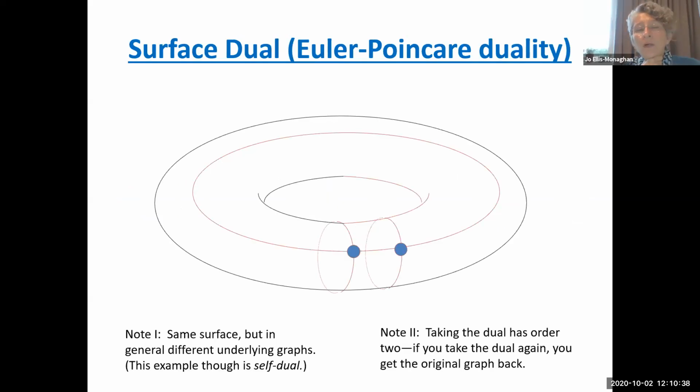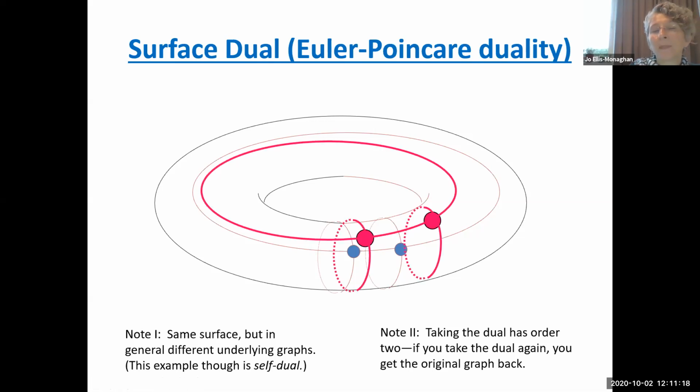Okay, so surface duals are constructed in the same way as planar duals of plane graphs. You've got a graph drawn on the surface, and you put a vertex in each face of the surface, and you connect 2 vertices if the faces between them are adjacent. So these 2 vertices are adjacent through this edge, right? They're also adjacent through this edge. Okay, so you put in the edges.